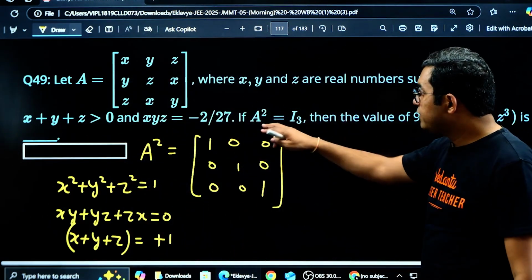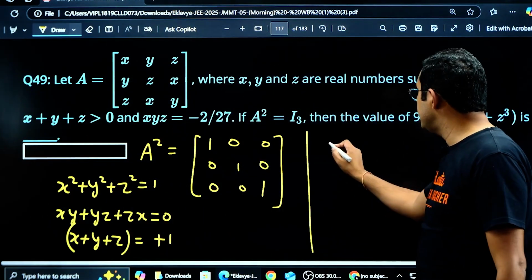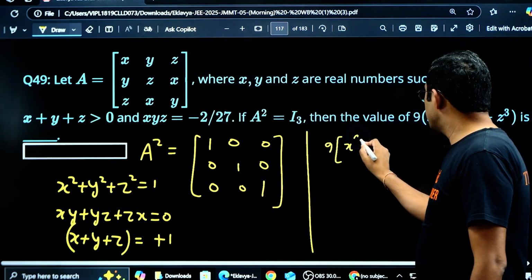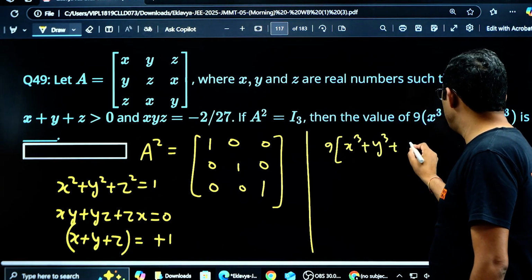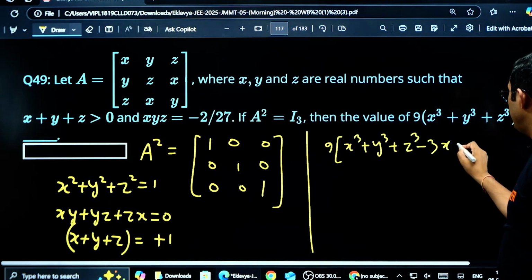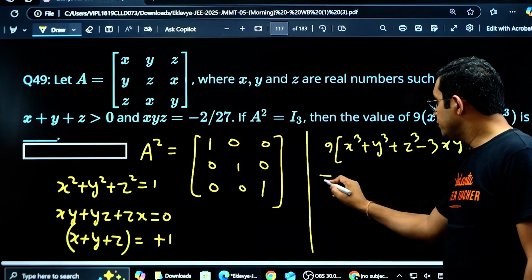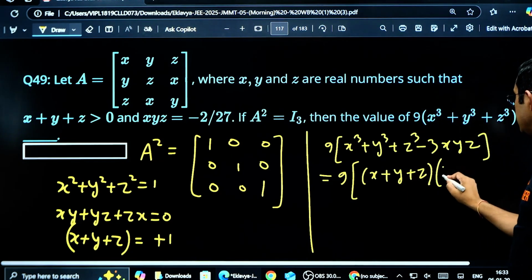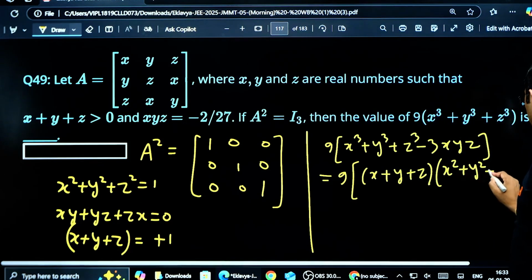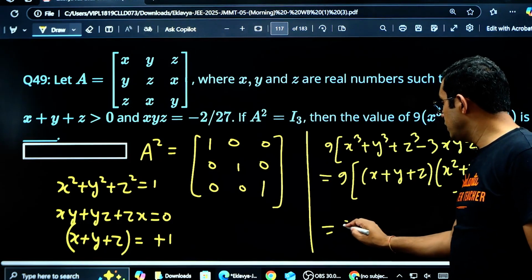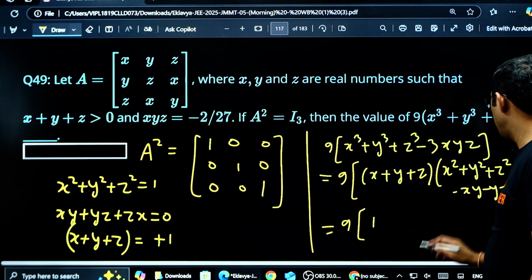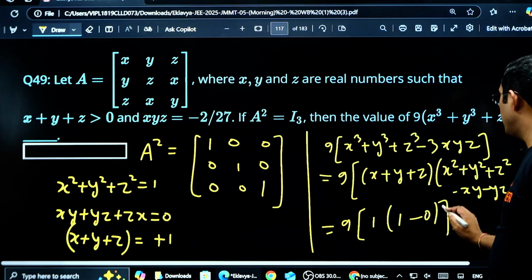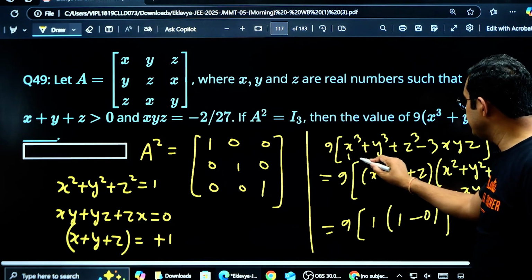And also we are given xyz to be -2/27. So to find this value, I think the easiest method would be x cube plus y cube plus z cube minus 3xyz. Using that factorization, it will be x plus y plus z times another bracket, x square plus y square plus z square minus xy minus yz minus zx. Now this will be equal to x plus y plus z is 1, and this is also 1 only. So we are getting 1 here, but we were asked only 9 times this thing.